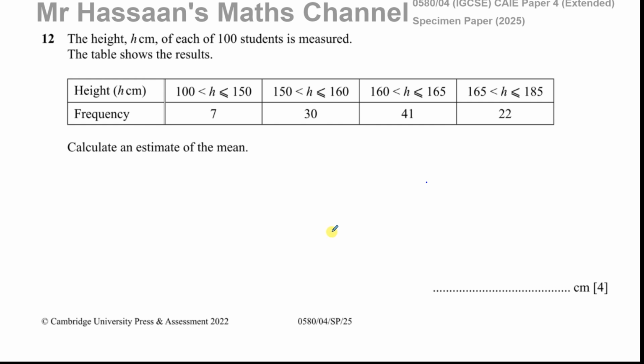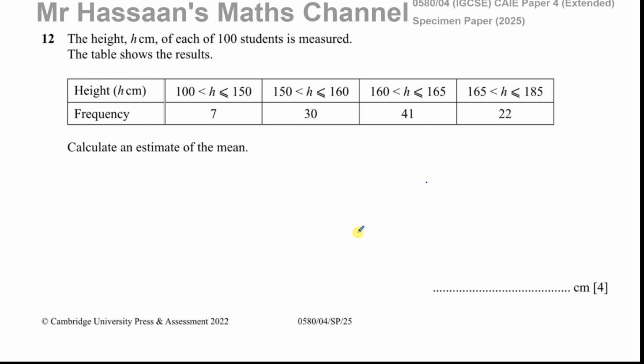I'm now answering question number 12 from the specimen paper for the 2025 syllabus. This is paper 4, the first specimen paper for A level, for the Cambridge syllabus. And as we know, the syllabus changed in 2025. Now here's a question which is about estimating the mean from a grouped frequency table.